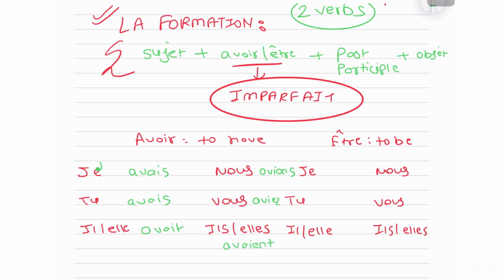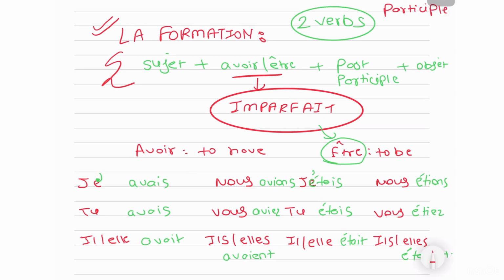Now, être is the only exception in imparfait, so it becomes j'étais, tu étais, il était, nous étions, vous étiez, and ils étaient.